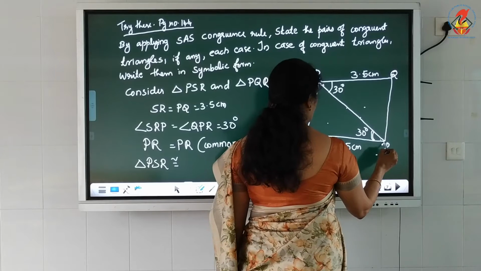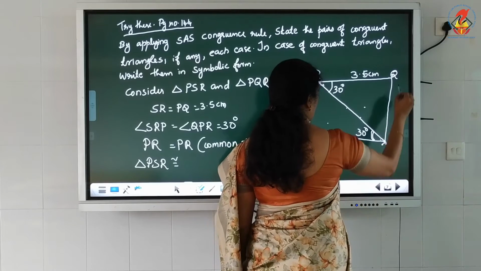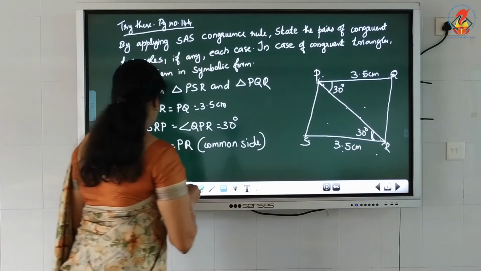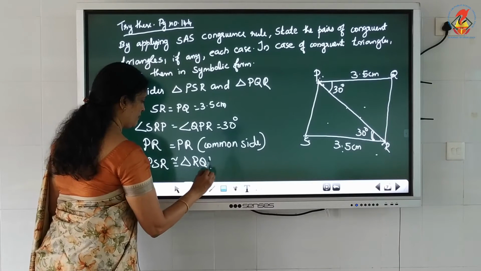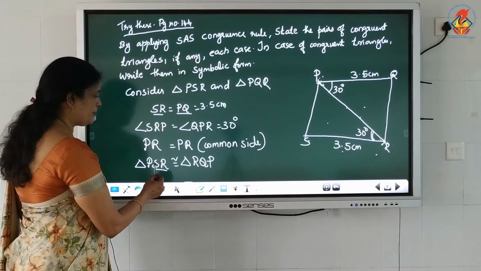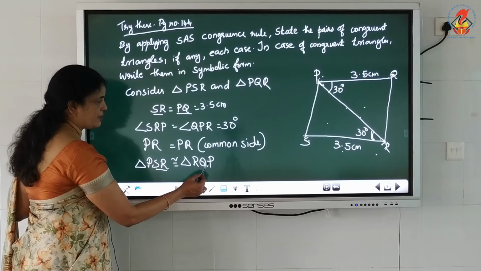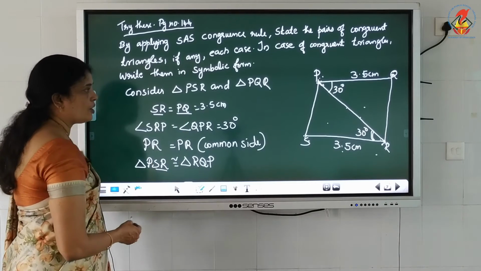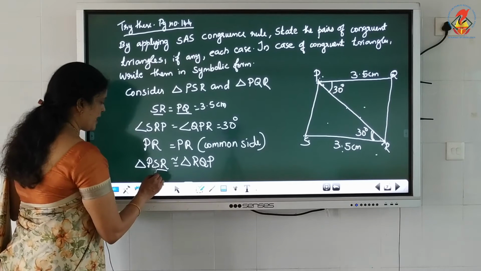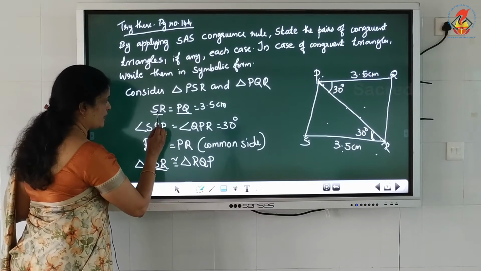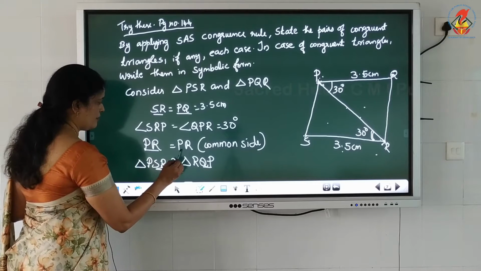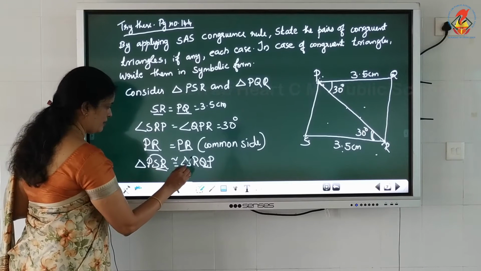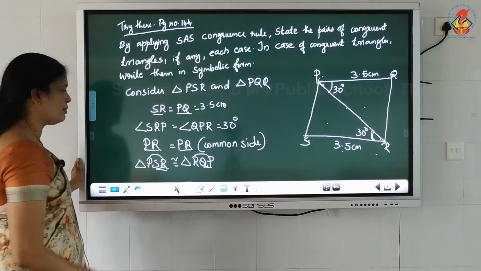Then you should start from R, Q, P. Triangle PSR congruent to triangle RQP by SAS congruence rule. Okay, here SR, what is the corresponding side? PQ. Then PQ is there. Next here PR, then here RP. RP and PR both are the same.